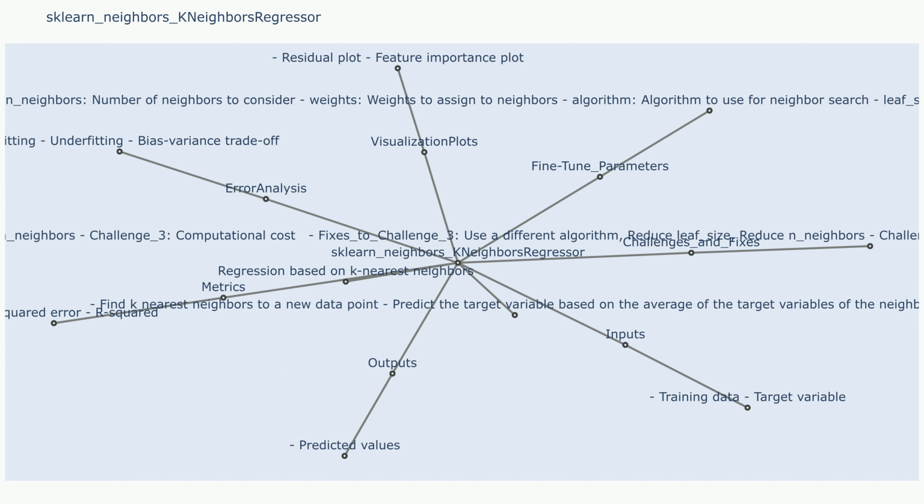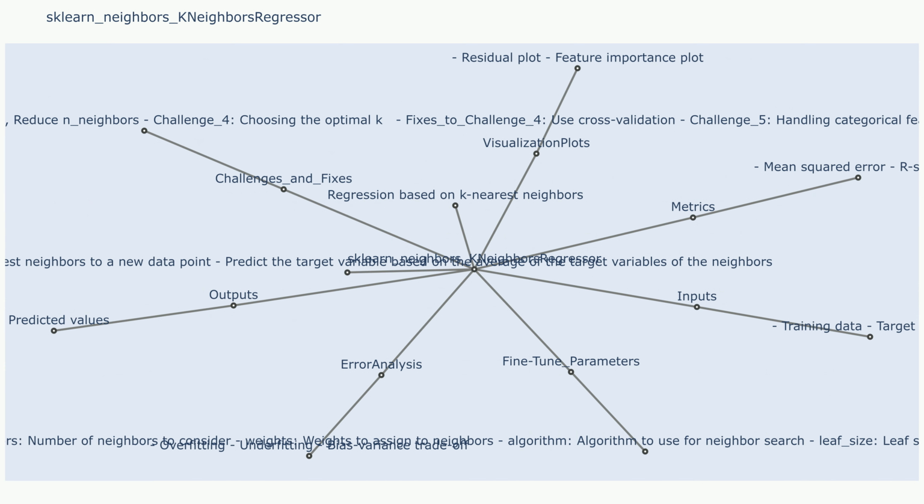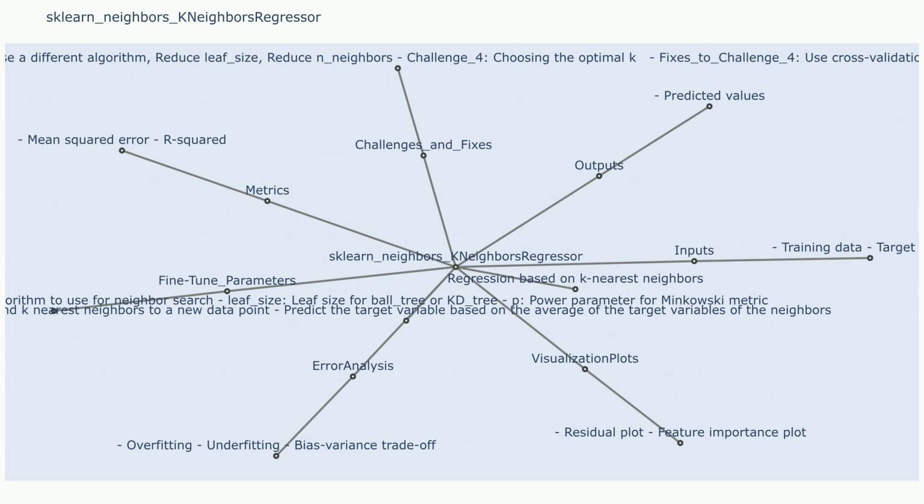Steps: Training: the algorithm first learns from the training data by storing all the data points and their corresponding target values in memory. Prediction: when a new data point is given, the algorithm identifies the k-nearest neighbors to the new data point based on a chosen distance metric. It then calculates the predicted output value by averaging the target values of the k-nearest neighbors, weighted by their distance from the new data point.